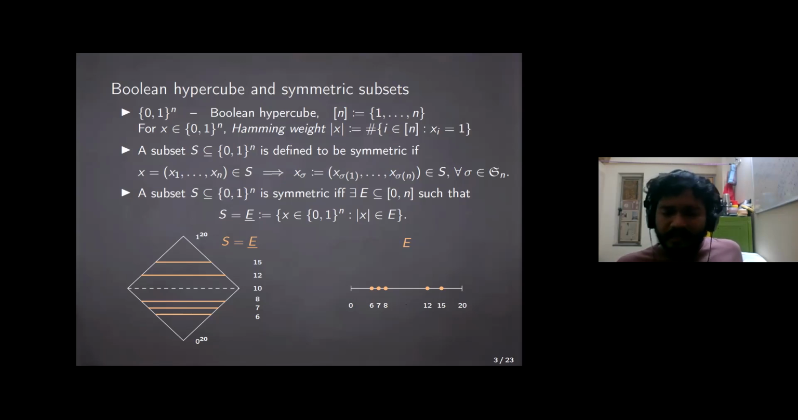Okay. This notation is really very useful to us because the first thing that we're going to see is that when I introduce a closure operator, the closures of symmetric sets will again be symmetric. And therefore, we can essentially forget the hypercube as such and just talk about subsets of 0 to n. That's the convenience that we'll encounter.